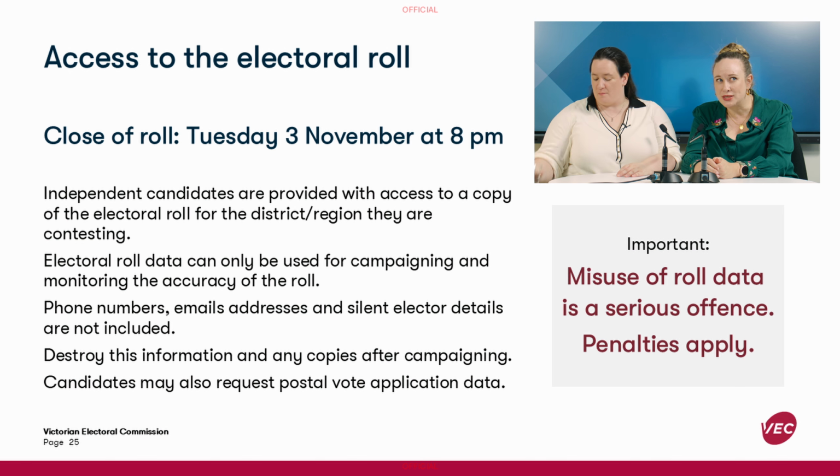Candidates who request a roll receive a single data file in comma-separated values, CSV format, which can be opened in Microsoft Excel. Candidates may also access postal vote application data by completing the confidentiality agreement form, which you can submit as part of your nomination appointment. Like other roll products, this will only contain names and addresses of postal applicants, not phone or email contact information.